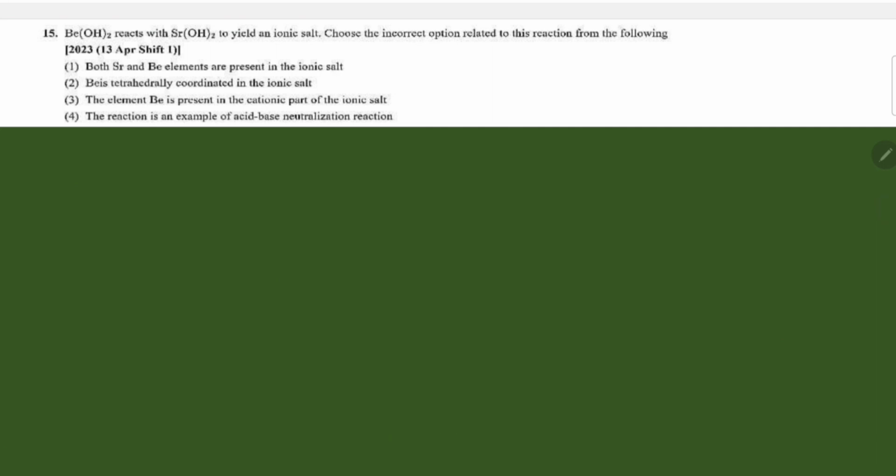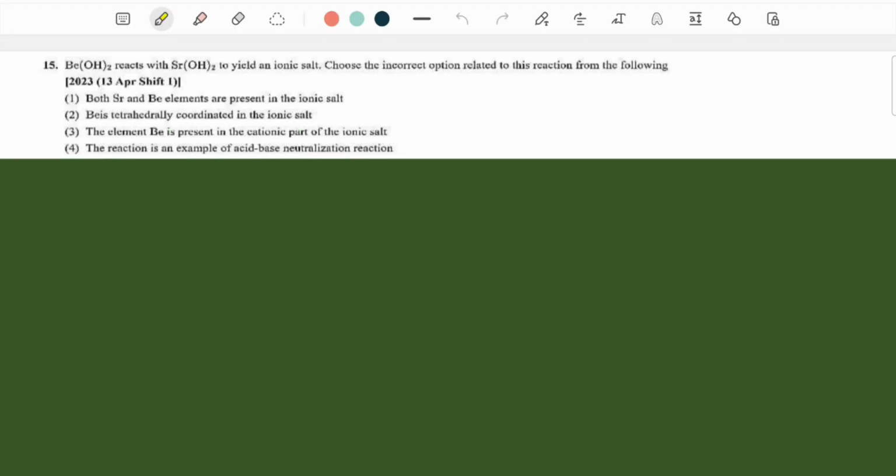Coming to the next question: beryllium hydroxide reacts with strontium hydroxide to yield an ionic salt. Choose the incorrect option related to this reaction from the following. Option 1: both strontium and beryllium elements are present in the ionic salt. Second, beryllium is tetrahedrally coordinated in the ionic salt. Third, the element beryllium is present in the cationic part of the ionic salt. The fourth, the reaction is an example of an acid-base neutralization reaction.